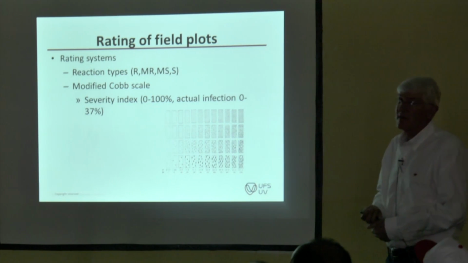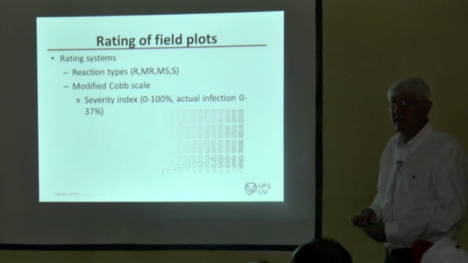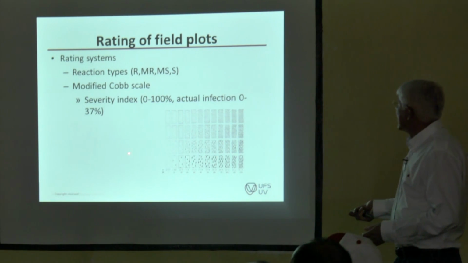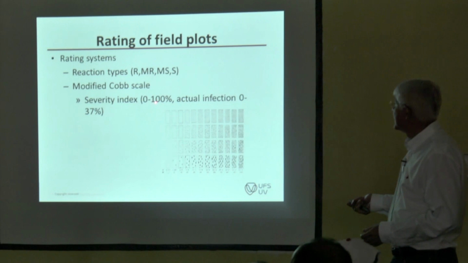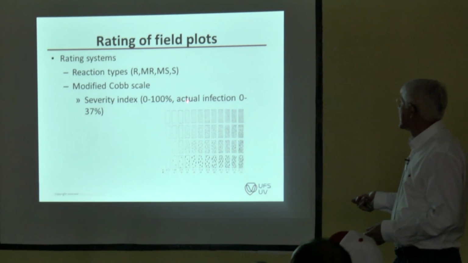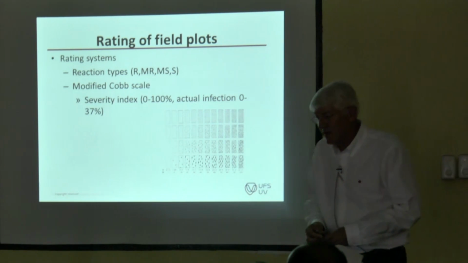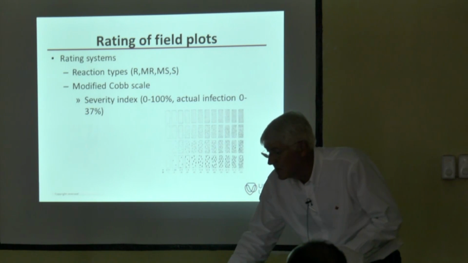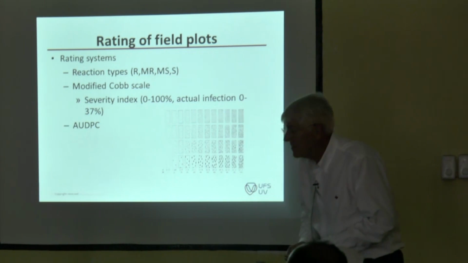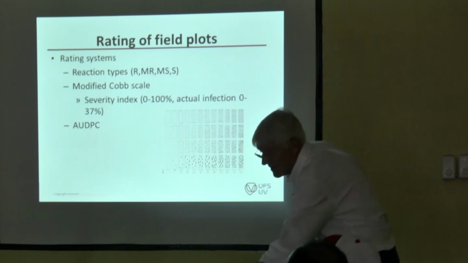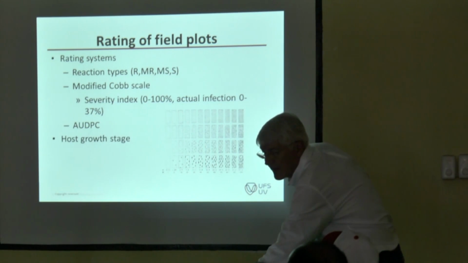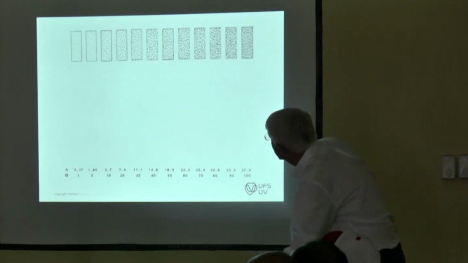The Cobb scale was first, I think, published in 1892, 1895. And it's a severity index, 0 to 100. And I'll show this in the next slide, the actual infection levels are 0 to 37%. You will ask me why, and I will explain that to you now. And also, we're getting on into area under disease progress curve. Important to record your host growth stage at the time that you take the notes.